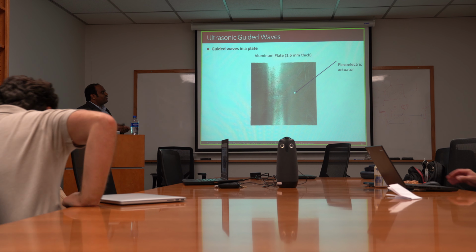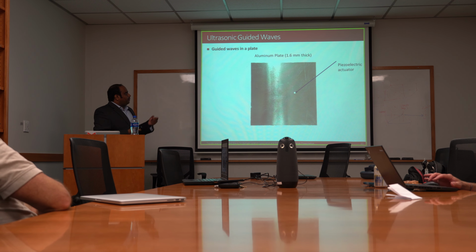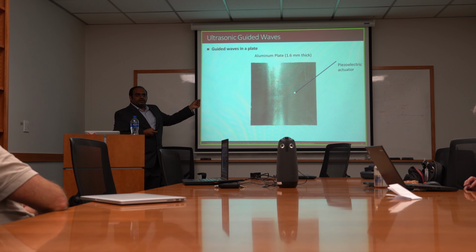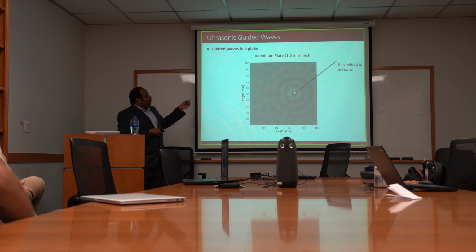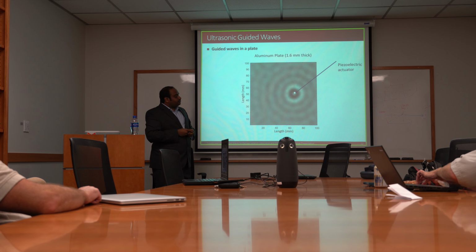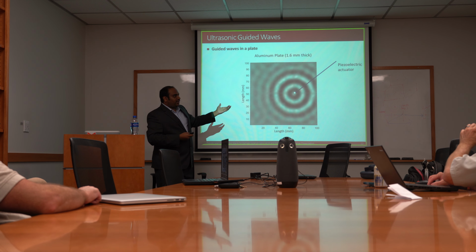Let us look at how these waves propagate in a small 10 by 10 aluminum plate, which is 1.6 mm thick. There is a piezoelectric actuator stuck onto it, which is excited at some frequency. And a laser Doppler vibrometer is used to record measurements at every point on the structure. Over a wave field, as an image, this is how the waves look.